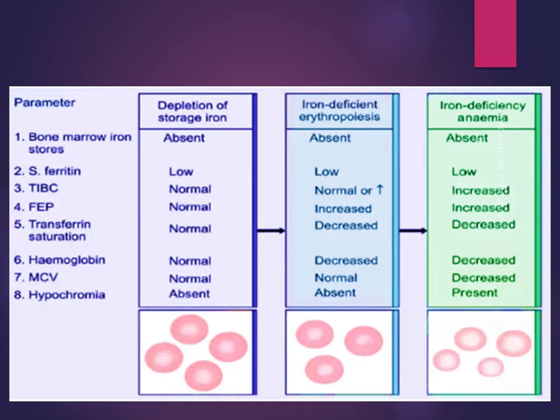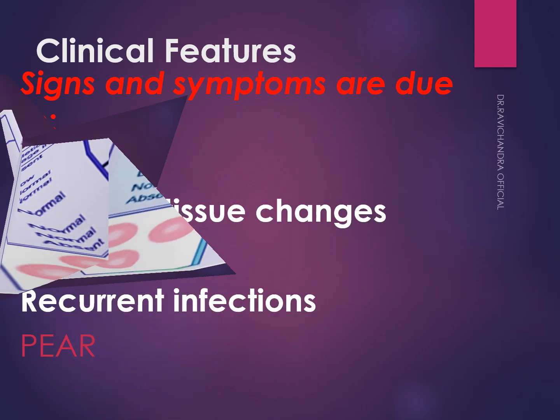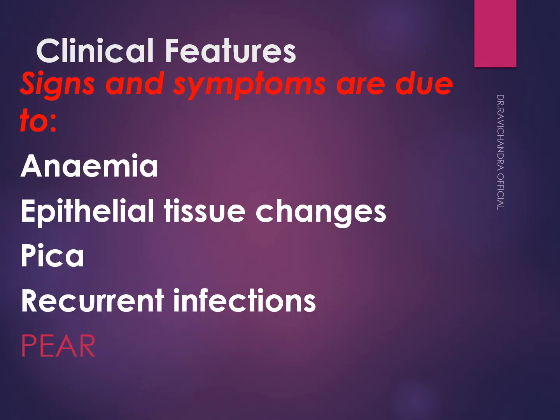Signs and symptoms are due to anemia, epithelial tissue changes, pica, and recurrent infections. We will discuss one by one. First, in iron deficiency anemia, there will be signs and symptoms, and these will be due to anemia or epithelial tissue changes, pica, and recurrent infections. Mnemonic is here.